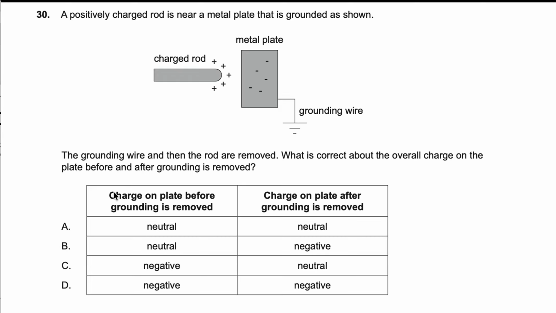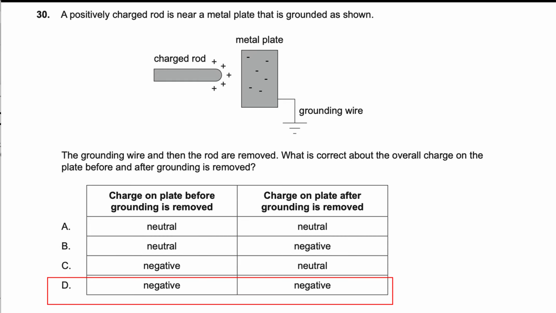And so therefore, what we're going to get here is we can rule out one of our answers. A and B can go because it's not neutral, it's negative. Negative charges have come from the ground onto that plate. And the question is, what happens when we remove the grounding? And this is where you have to understand that, well, if we remove the grounding, there is nowhere for those electrons to go. And so therefore, the negative charges stay on the plate and it remains negative, which is why the answer here is D.